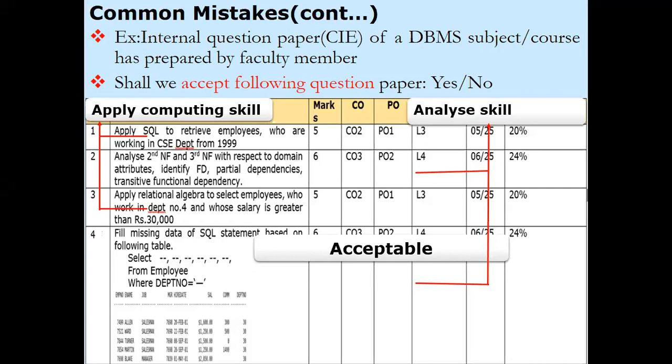When you see most institutions, in the mid exam they will write only explain, write a short note, discuss. This whole thing will be there. Of course, you can give some marks for Bloom's level 1, level 2 also, but the percentage of marks should be very less. That's what I want to say.